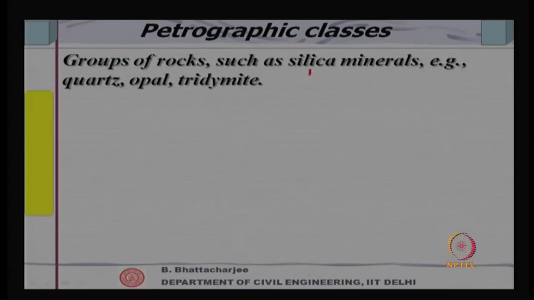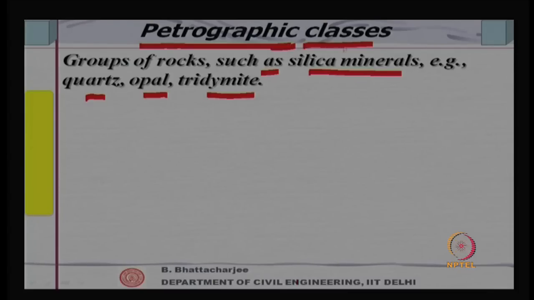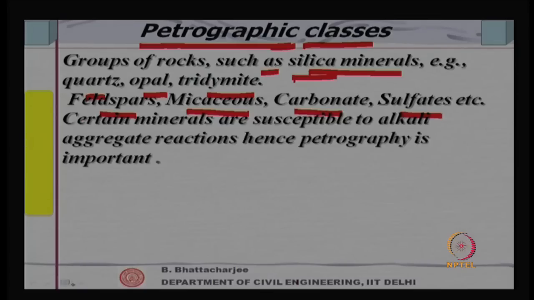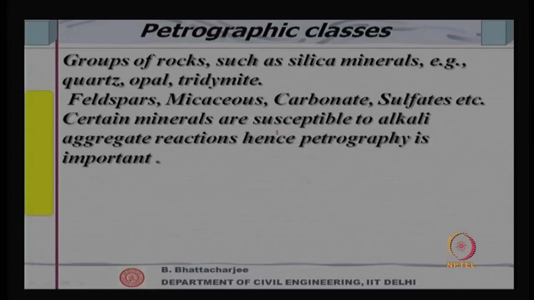Groups of rocks such as silica minerals, quartz, opal, tridymite, etc. So, classification on the basis of petrography, that is mineralogical classification. Petrographical classes can be in terms of minerals, for example, quartz, opal, feldspar, micaceous, carbonates, sulfates, etc. So, you can classify them in this kind of terms. Now, certain minerals have a little bit of problem, that is they are susceptible to what is known as alkali aggregate reaction, hence petrography is important.